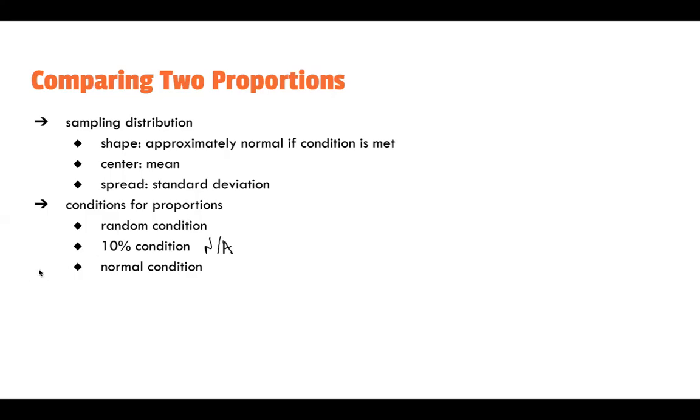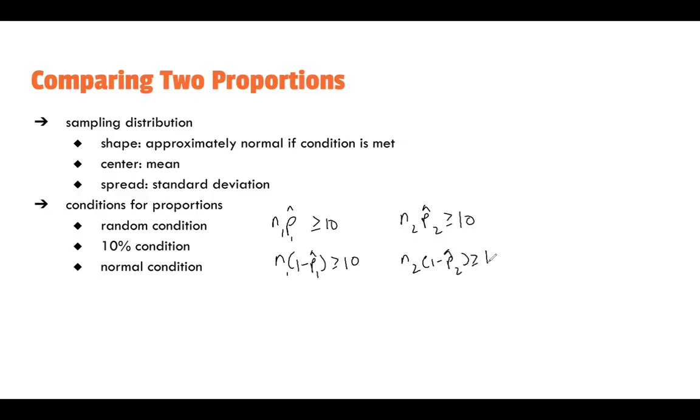And finally, the normal condition, the one we've all been waiting for. For one sample, it's n p hat is greater than or equal to 10, and n times 1 minus p hat is greater than or equal to 10. But that's only for one sample. For two, you're going to need n1 p hat 1 and n2 p hat 2 greater than or equal to 10, and n1 times 1 minus p hat 1 and n2 times 1 minus p hat 2 greater than or equal to 10. And if all four of these are true, then the shape of the sampling distribution is going to be approximately normal. And we'll be ready to do confidence intervals and significance tests on these two proportions.